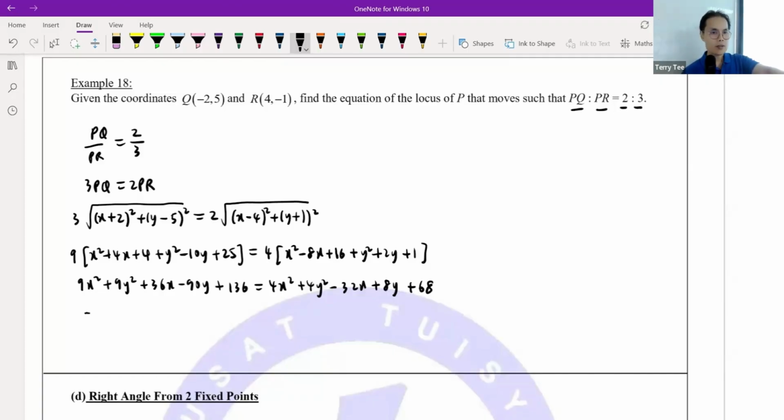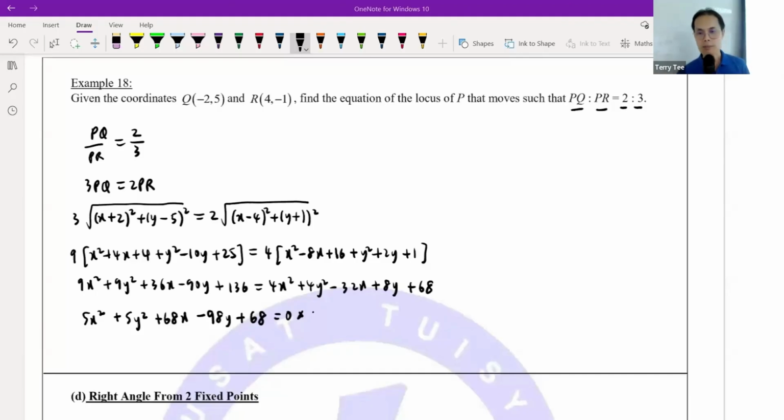9x squared minus 4x squared is 5x squared. 9y squared minus 4y squared is 5y squared. 36 plus 32 is 68. 90 and 8, 98. 138 and 68. Well, how do you subtract? 36, 32, 60, 68, correct? I can't divide anymore. I can't simplify, so I'll stop here.